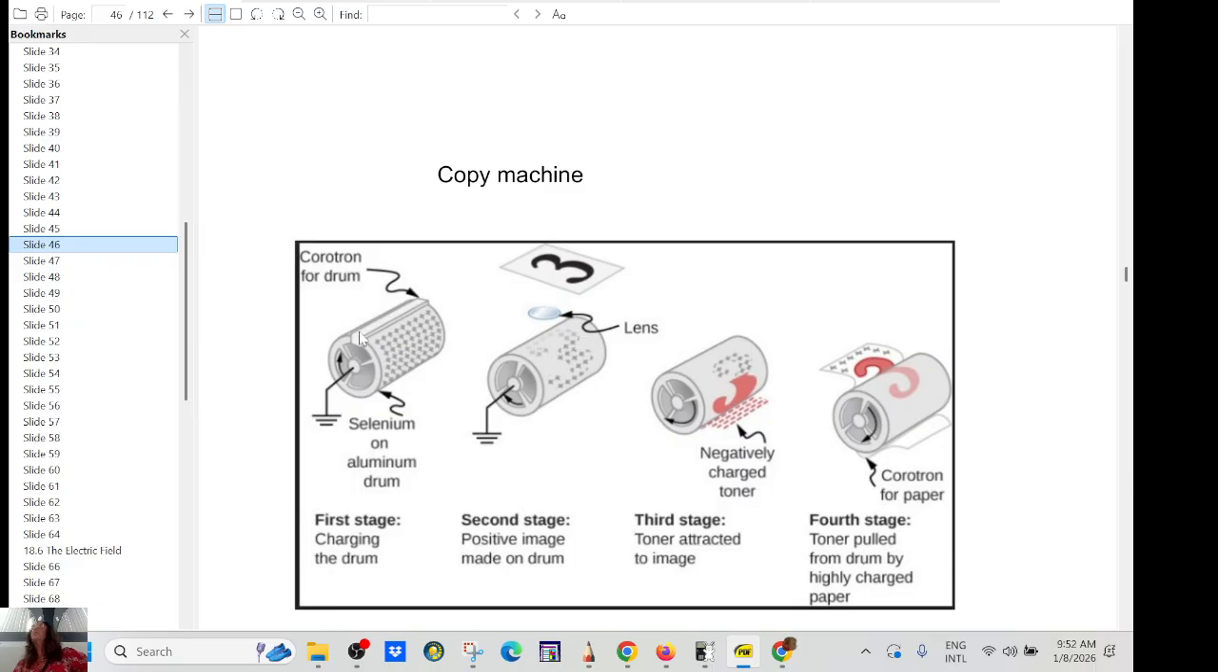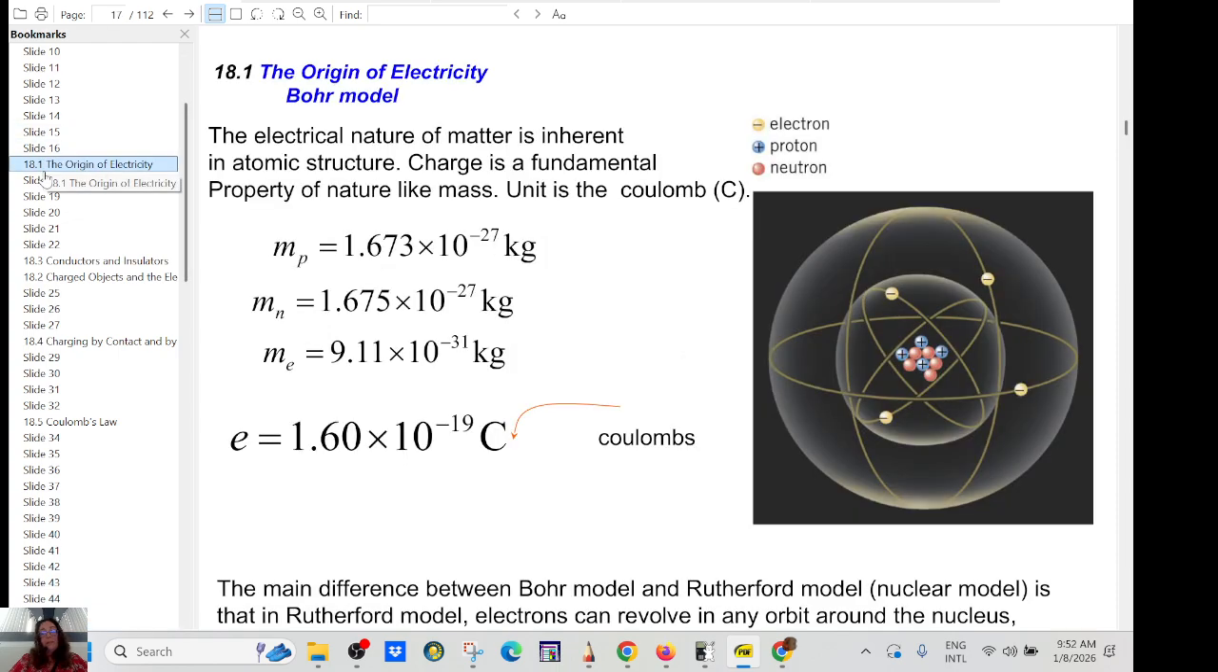And you need to have a discharge somewhere to charge the drum. So this is also electrostatics. Without electrostatics, there is no copy machine. Okay, so that's another example. What else?